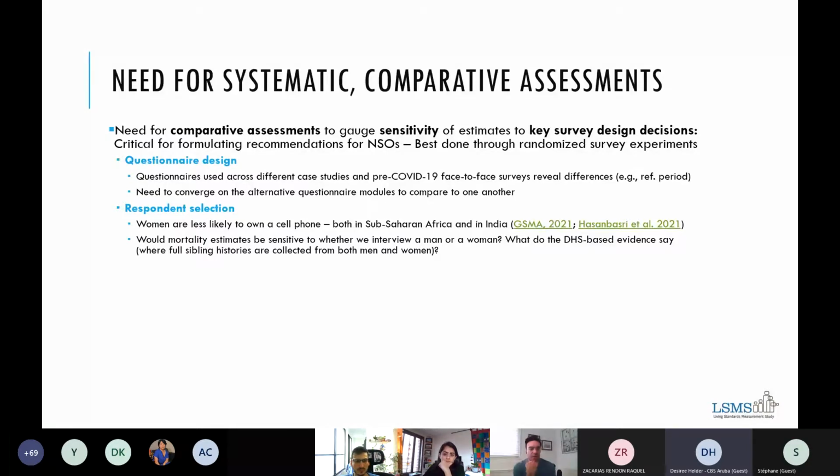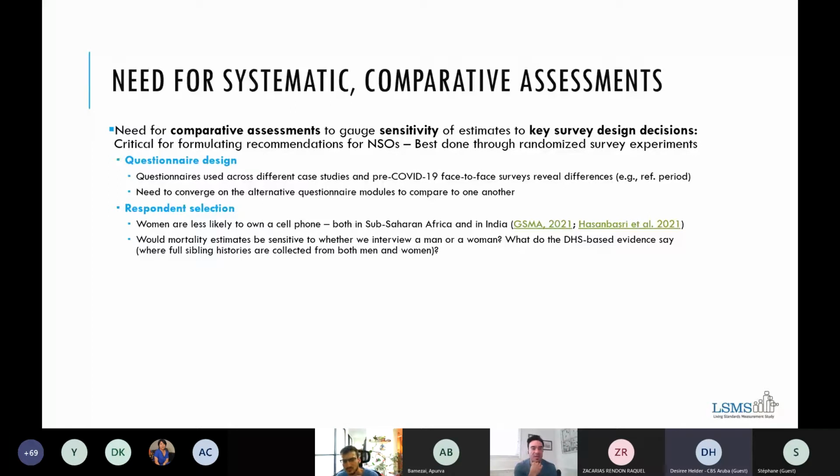Now a question to us is, in view of these gender gaps in mobile phone ownership, whether the mortality estimates would be sensitive to interviewing a man or a woman. I didn't look at this in detail, but I wanted us as a group to reflect on the DHS-based evidence, where we actually collect full sibling histories for both men and women, and I did see a comment from Trevor indicating that they're in fact different.